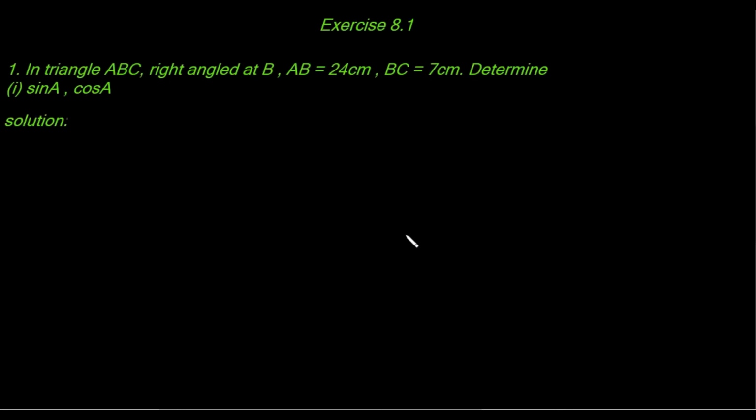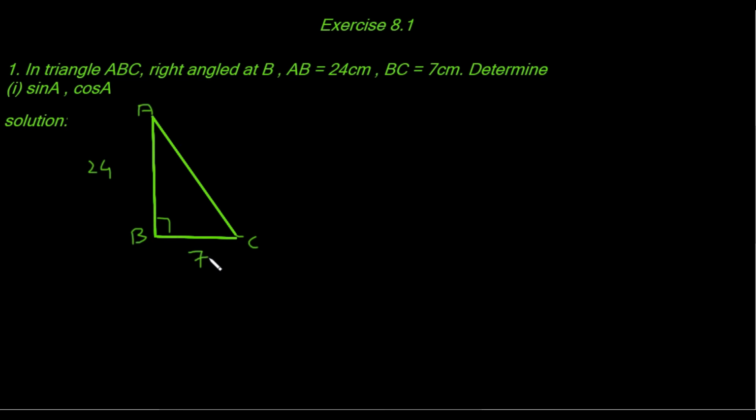Now let's start with exercise number 8.1, first question, which says that in a triangle ABC right angled at B, where AB is equal to 24 centimeters and BC is equal to 7 centimeters, determine sine A and cos A. For this question we just have to draw the diagram, which is right angled at B. The leftover vertices are going to be A and C. Since it is given that AB is equal to 24 centimeters, let's mark AB as 24 and BC as 7 centimeters.